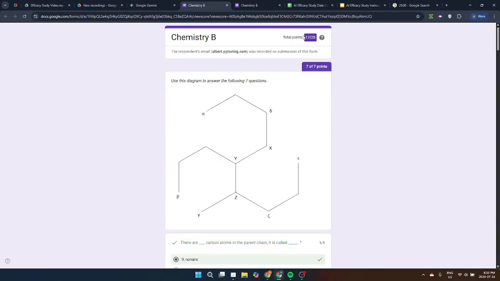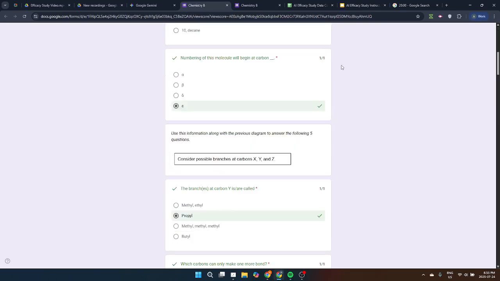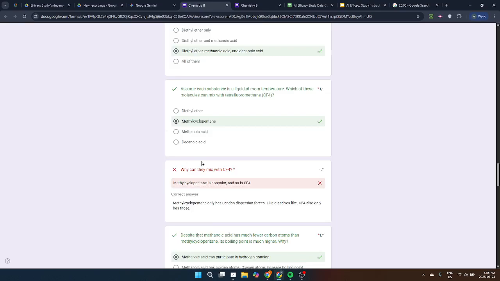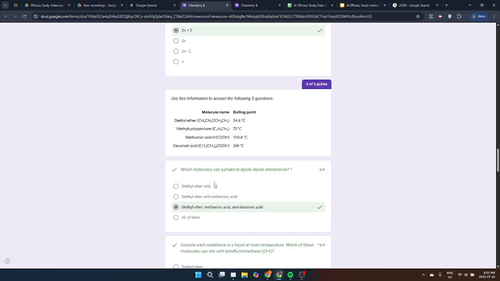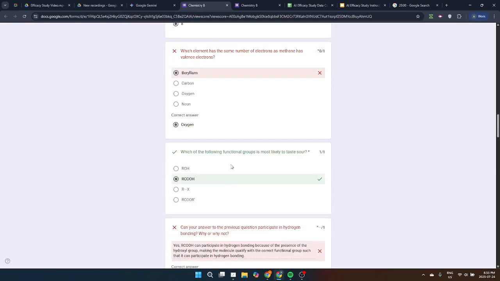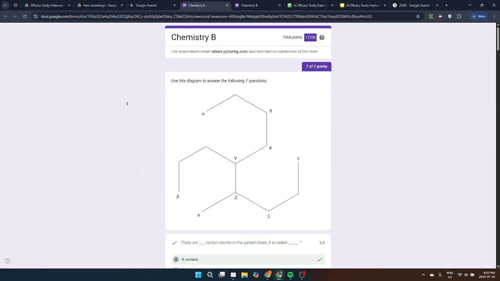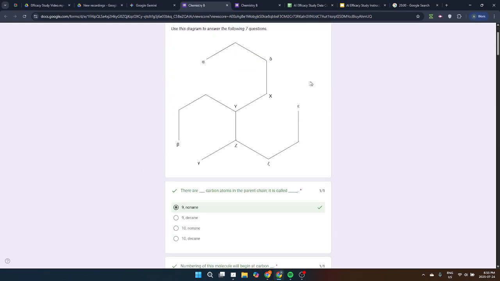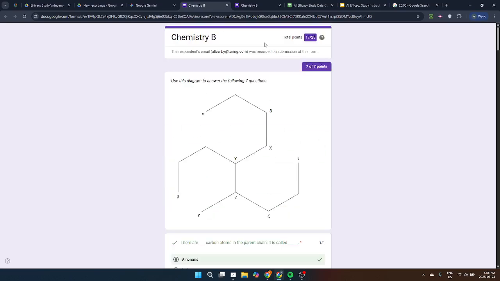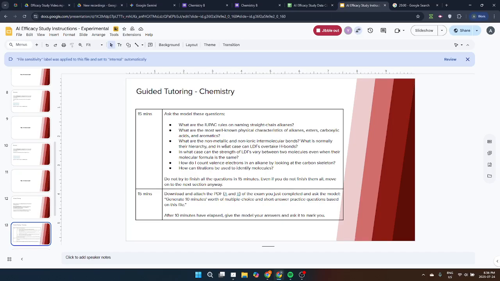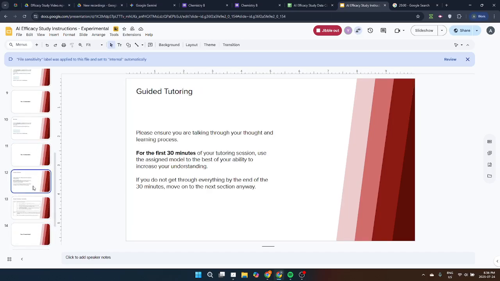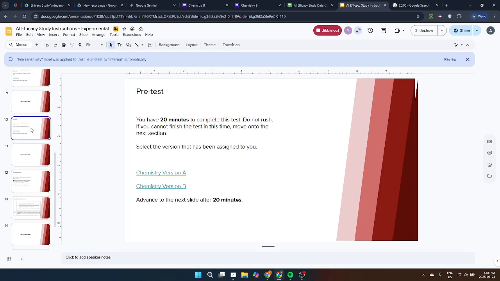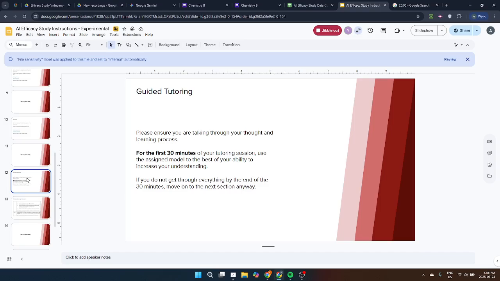I ended up scoring 17 out of 25. But maybe if we add up the written questions like this one and that one, I think that's all of them, I get something like 19 out of 25. So I moved on after that. So next in the study instructions, I'm just going to move through as if I was doing it the first time, but we just did chemistry version B, and moving on to the guided tutoring.